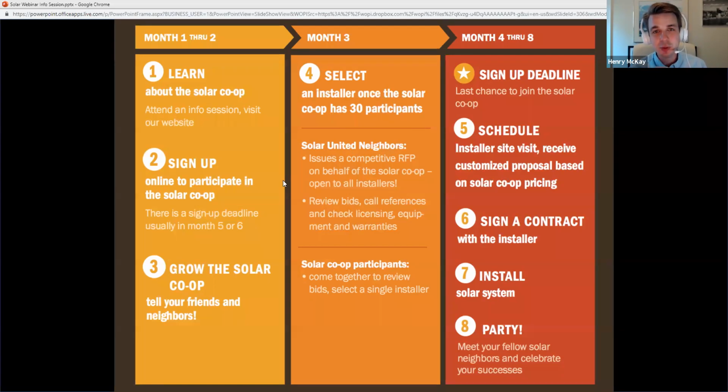You tell us what those preferences are, and then when the selection committee meets, they see everybody's responses to those questions. So they know what the co-op as a whole is looking for, so they can pick accurately on behalf of the entire solar co-op.